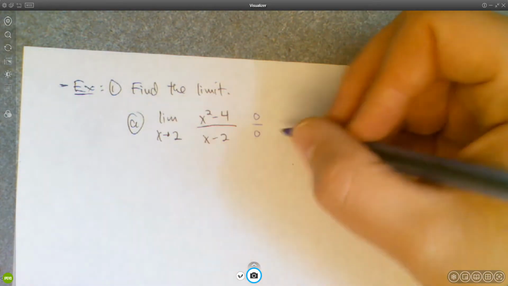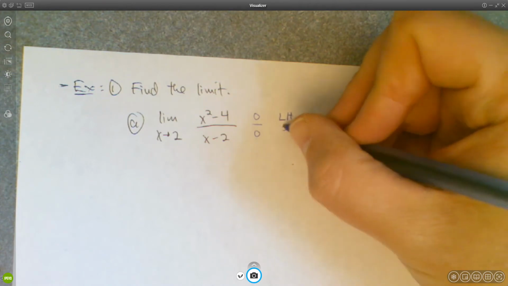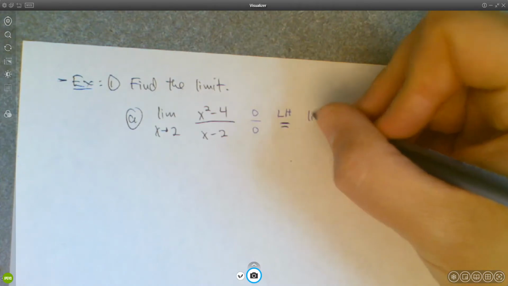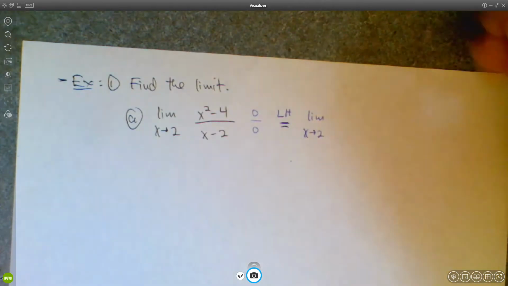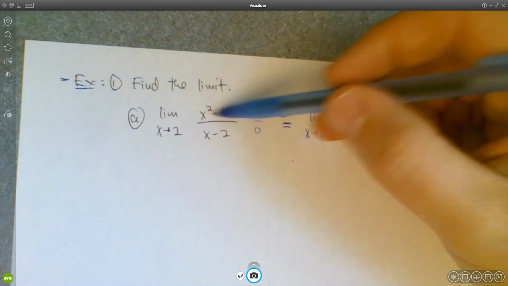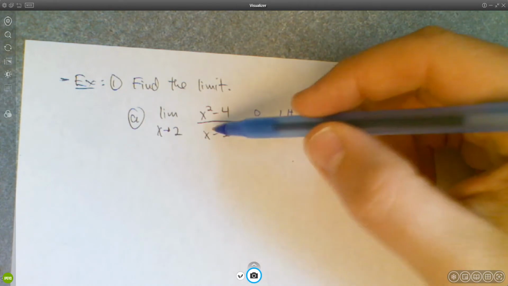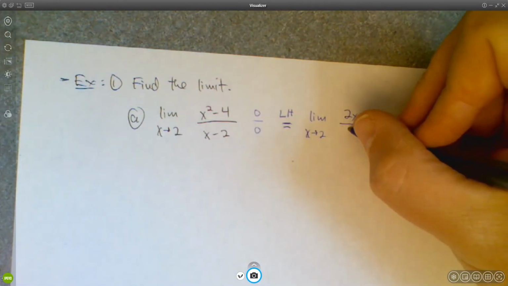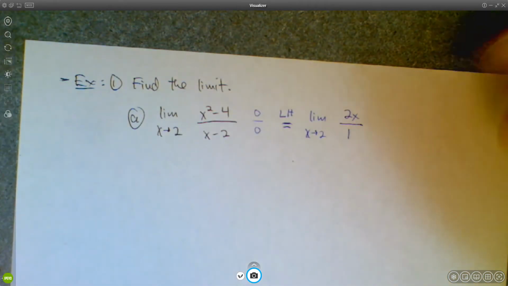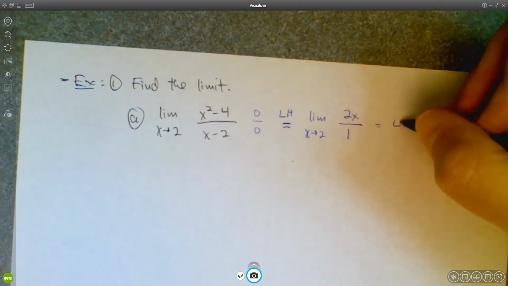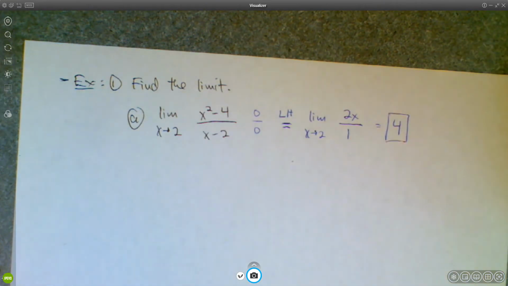We can say, well, this equals, and I'm going to write an LH above the equal sign every time I apply L'Hopital's rule. So this equals the limit as x approaches 2 of the derivative of the top. Well, the derivative of x squared minus 4 is just going to be 2x, right? Over the derivative of the bottom. The derivative of x minus 2 is just going to be 1. And now if you plug in 2 for x, you get 4, right? Okay, so that's how L'Hopital's rule works.